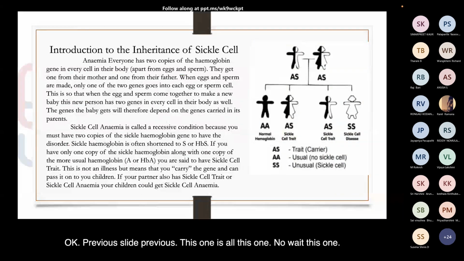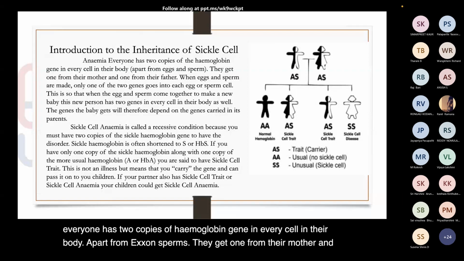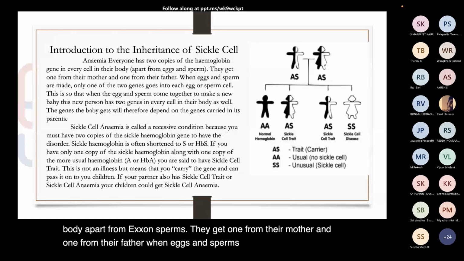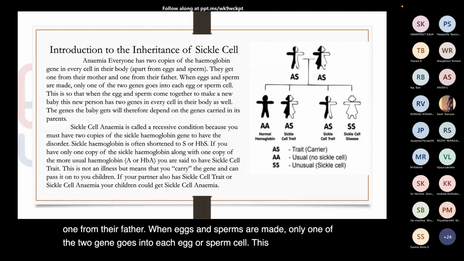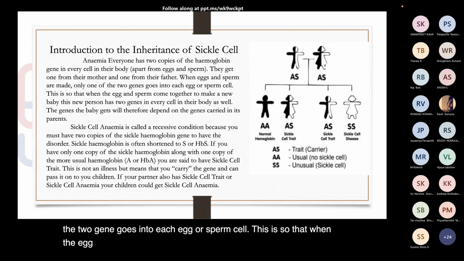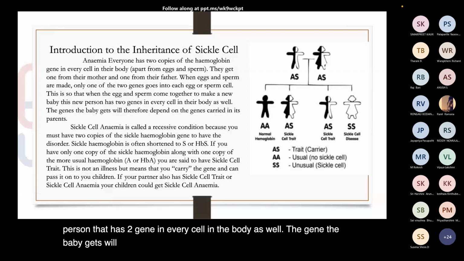Yeah. Okay. So, the introduction to the inheritance of sickle cell anemia. Everyone has two copies of the hemoglobin gene in every cell in their body, apart from eggs and sperm. They get one from their mother and one from their father. When eggs and sperm are made, only one of the two genes goes into each egg or sperm cell. This is so that when the egg and sperm come together to make a new baby, this new person has two genes in every cell in their body as well. The genes the baby gets will therefore depend on the genes carried by its parents.